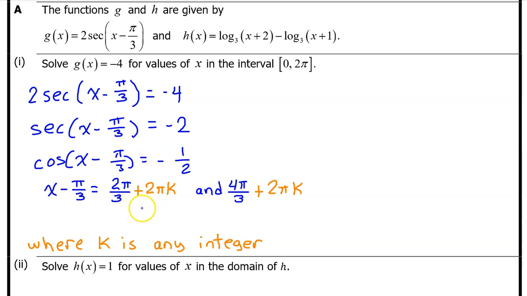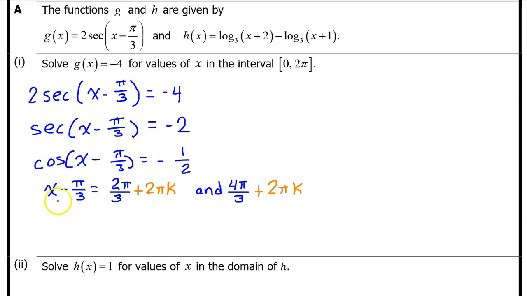However, cosine is a periodic function with a period of 2 pi, so there are actually infinitely many solutions to this equation. Adding or subtracting multiples of the period will give you the same output value. So if x minus pi over 3 is equal to 2 pi over 3, it will also be equal to 2 pi over 3 plus 2 pi k, where k is any integer. Same thing with 4 pi over 3. X minus pi over 3 will also equal 4 pi over 3 plus 2 pi k, where k is any integer.